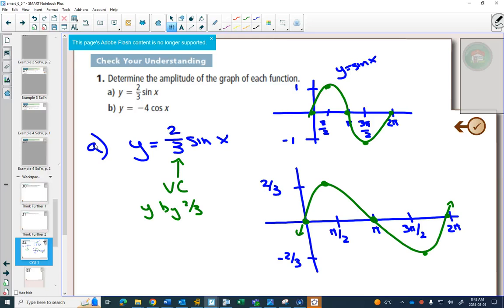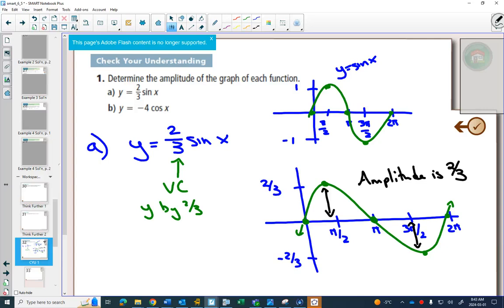And we notice that our amplitude is now 2/3. So your amplitude is the measurement from a maximum to the center line or from a minimum to a center line. That distance is your amplitude. And it just so happens that whatever is your vertical stretch will always end up being your amplitude.